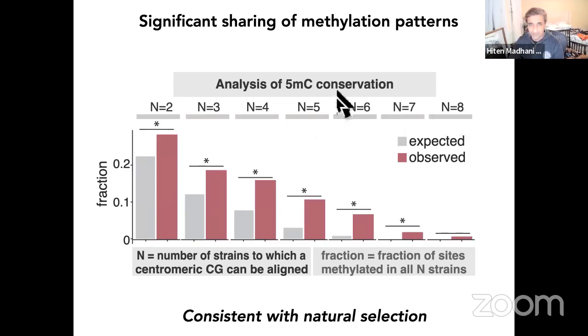But nonetheless, you could ask, for example, in instances where a sequence can be aligned in 6 different centromeres, what fraction are methylated, and how much higher is this than what you'd expect by chance? And so that's what the expected and observed indicate here. And you can see for every class of alignment that there's much more conservation or sharing of methylation patterns than you'd expect by chance, which supports the notion that there's natural selection operating on these methylation patterns.